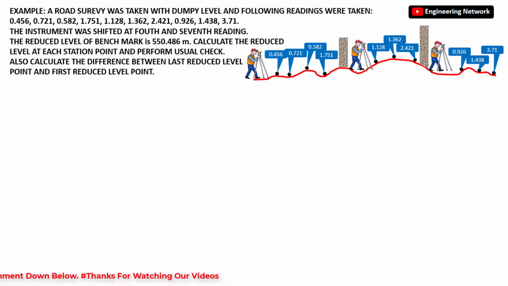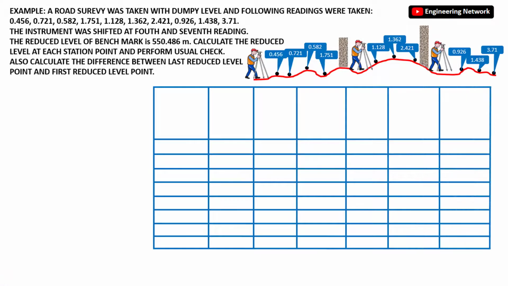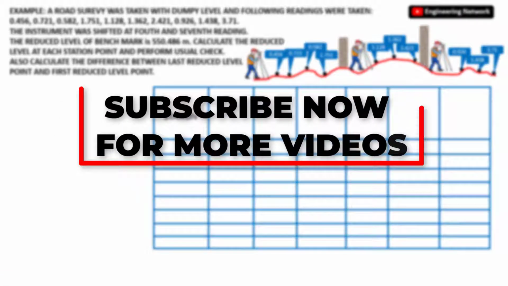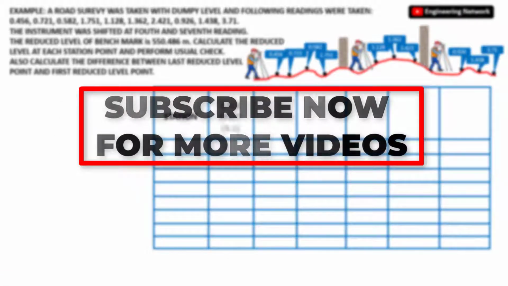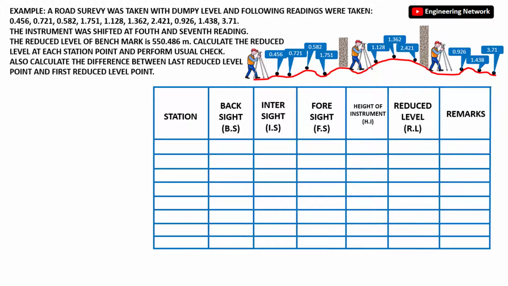Now in order to solve this numerical question, first let me draw the line of collimation table. Here in this table, the first column will be the station, the second column is backsight, the third column is intersight, the fourth column is foresight, the fifth column is height of instrument or HI, the sixth column is reduced level, and the seventh column is remarks. Now in the station column, I will write these numbers.